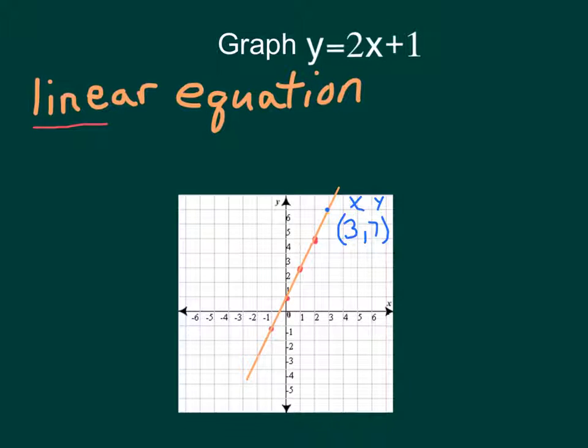So what that tells us is in this linear equation, if x is 3, then the y is going to be 7. And I could do that at any point. I could do it right here. And I could see, okay, if x is negative 2, then y is going to be negative 3. Okay, and I could follow this line all the way through and it will work for every point.